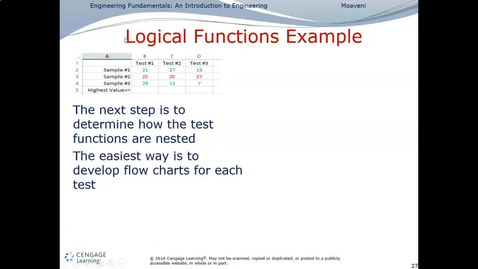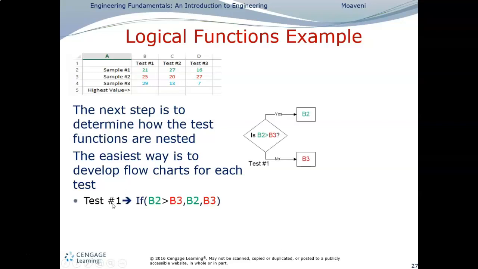All right, next step, determine how the test functions are nested. Easiest way is to develop flowcharts for each test. So let's start with test number 1. If B2 is greater than B3, B2 is the yes and B3 is no. So here is our first flowchart.